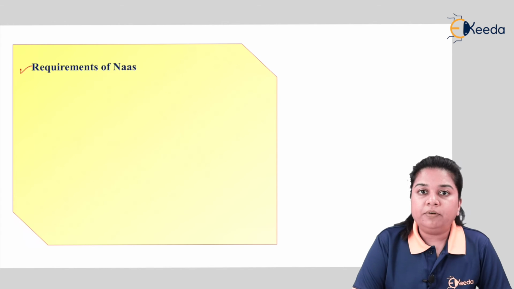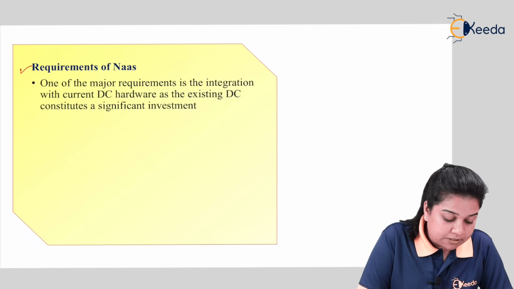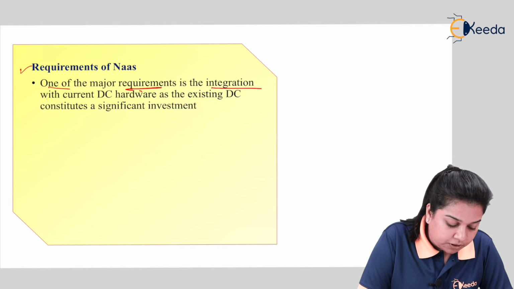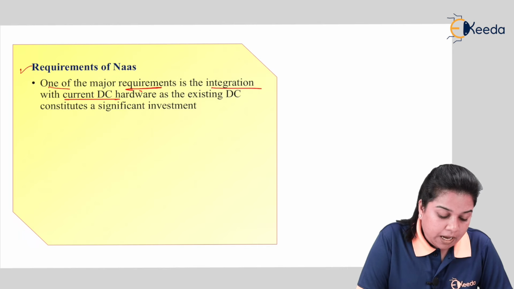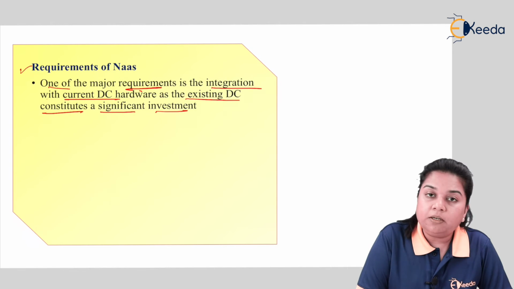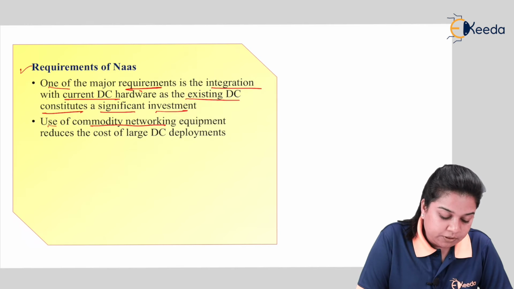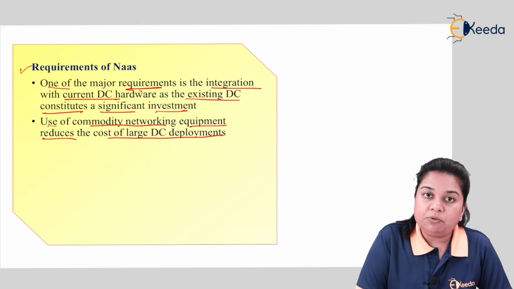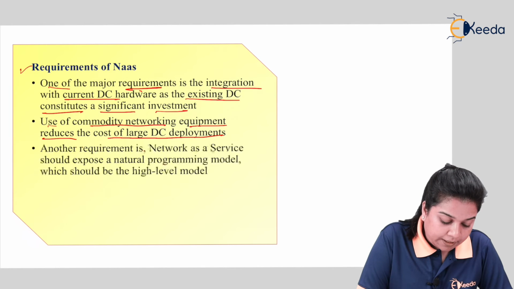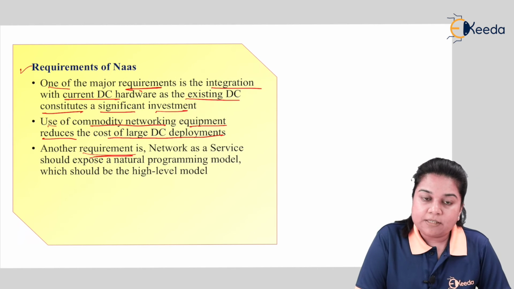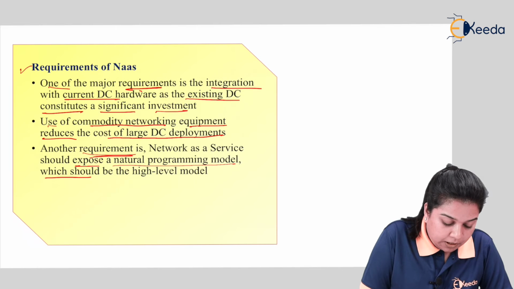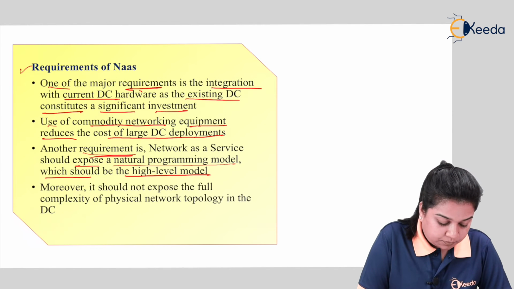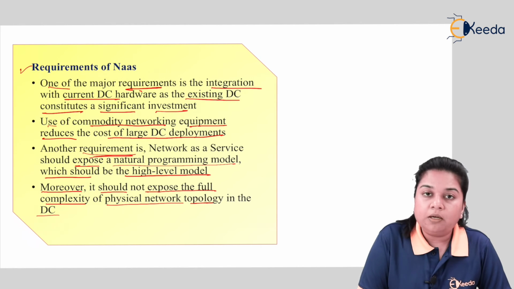What are the requirements of network as a service? First thing, one of the major requirements is the integration with current DC, that is direct current or direct circle hardware, as the existing DC constitutes a significant investment. Use of commodity networking equipment reduces the cost of large DC deployments. Another requirement is network as a service should expose a natural programming model, which should be the high level model. Moreover, it should not expose the full complexity of physical network topology in DC.